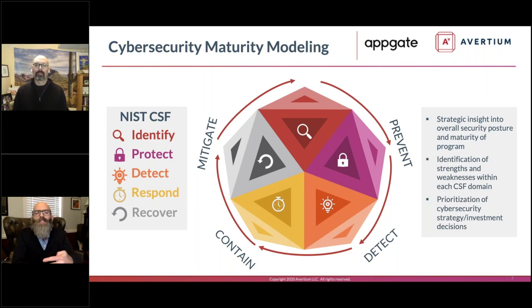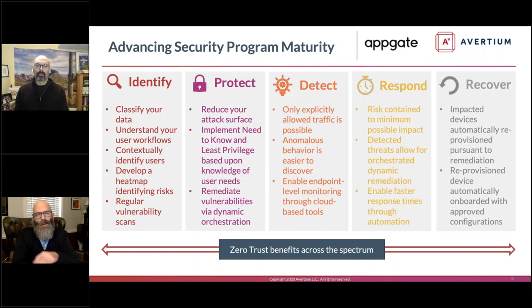And that's because it breaks it down into the 5 key areas of a security program. And those are identify, protect, detect, respond, and recover. And the key thing, again, is that Zero Trust, when applied well, will impact every layer of this. And I'll talk a little bit about what some of those impacts actually look like. I'm not going to go through every single one of these, but please do know that when done right, there are benefits across the spectrum for each of these key areas.